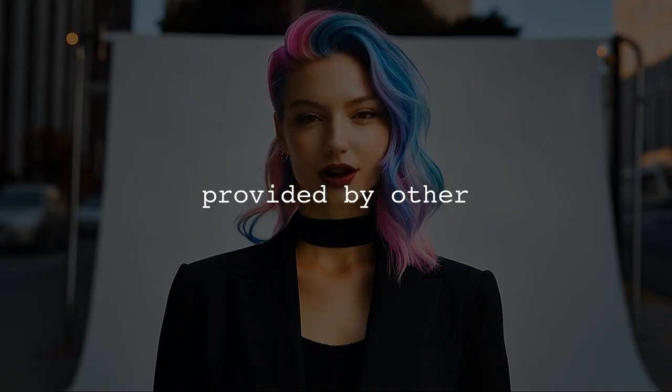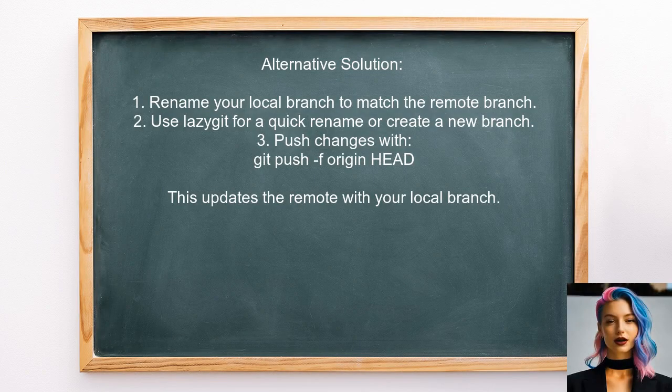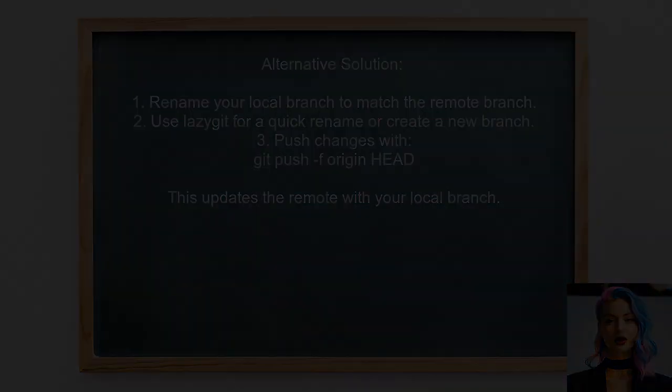Now, let's look at the answers provided by other users. An alternative approach suggests renaming your local branch to match the remote branch name. You can use tools like LazyGit for a quick rename or create a new branch with the correct name. After renaming, simply push your changes using the command git push -f origin HEAD. This will update the remote with your local branch.